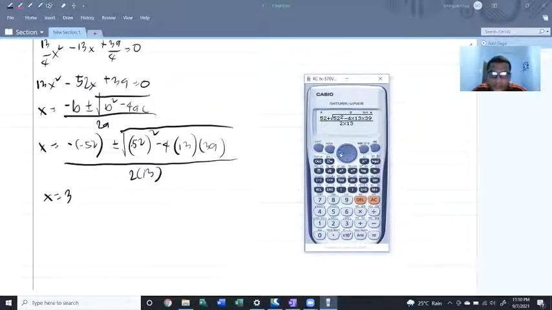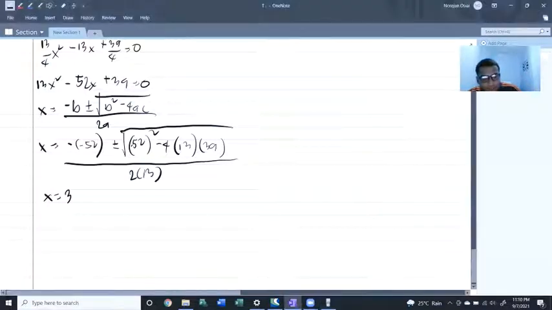Although class, meron tayong function dito na nakakapag-solve ng quadratic equation. I suggest back to fundamentals muna tayo. Okay na yan.